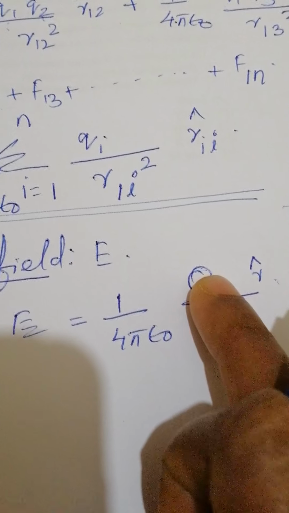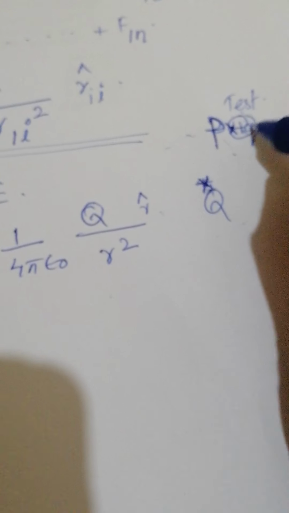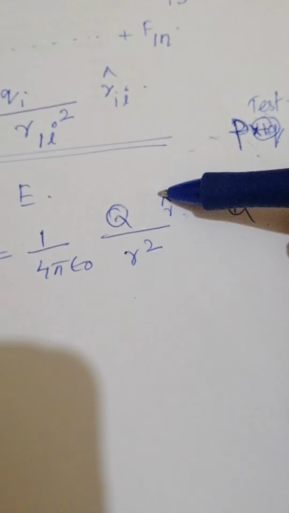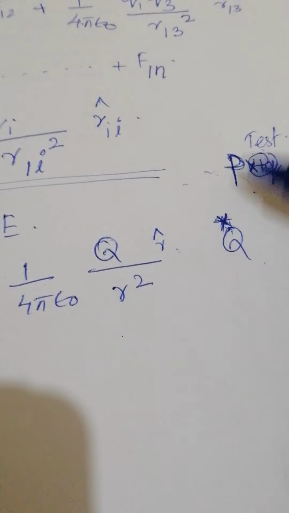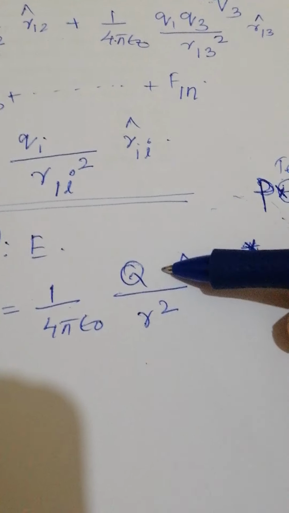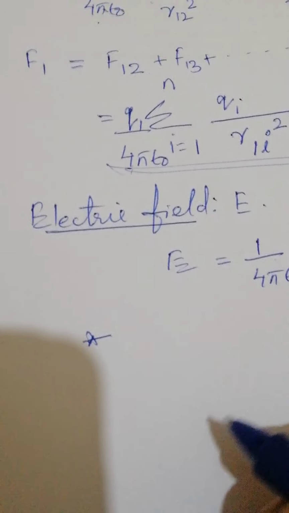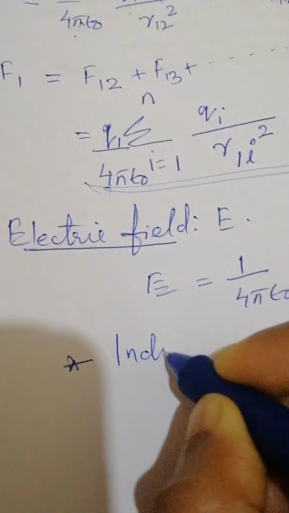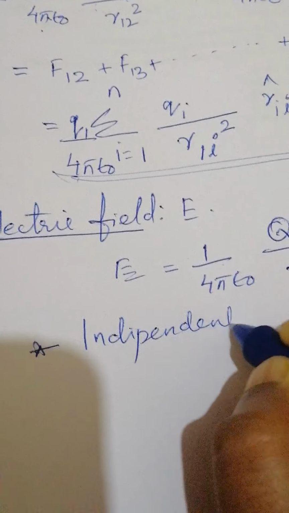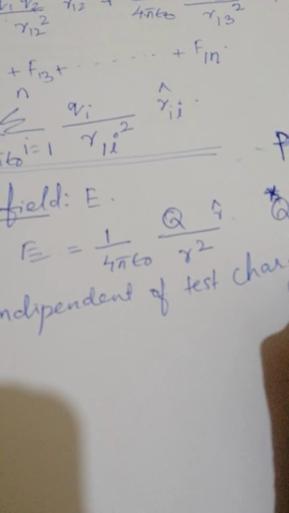depends on Q and it is independent of the test charge, isn't it? It is independent of the test charge. See, in this equation it depends only on the charge Q, but it is independent of the test charge, this small letter plus q. In this equation small q is not there. So the first point is electric field is independent of test charge.